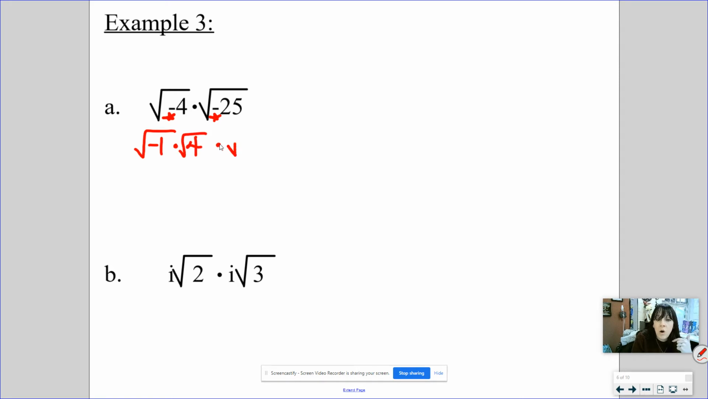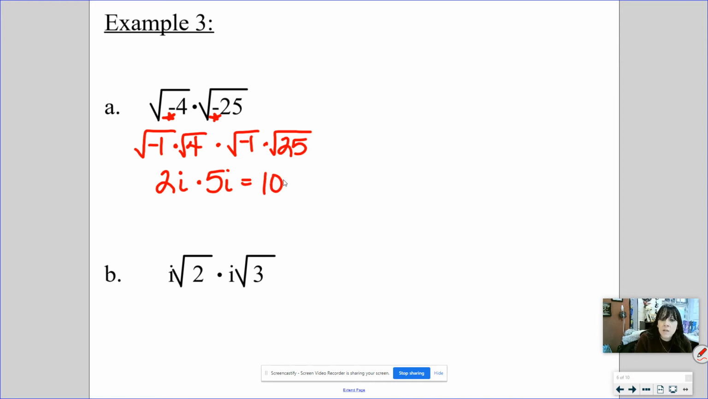Okay, now hopefully at this point you're seeing a couple of ways that you could maybe make shortcuts for simplifying imaginary numbers. And if you see any shortcuts, great, use them. If not, stick with me and show your work like I'm showing. So for the square root of -4, that would be I times 2, so 2I. And then the square root of -25, that one's going to be 5I. When we multiply these together now, we're going to multiply the 2 and the 5 to get 10.